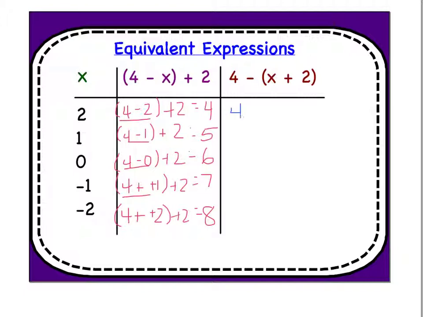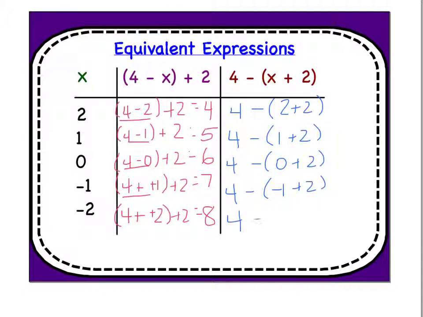So we've got 4 minus 2 plus 2, 4 minus 1 plus 2, 4 minus 0 plus 2, 4 minus negative 1 plus 2, 4 minus negative 2 plus 2. So 4 minus 4, that's 0. 4 minus 3 is 1. 4 minus 2 is 2. 4 minus 1 is 3. And 4 minus 0 is 4.